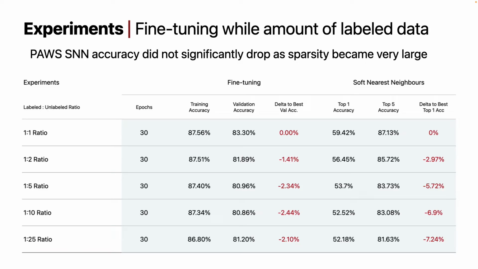Each experiment uses a different ratio of labeled to unlabeled images, from 1:1 to a very sparse 1:25. Here we see that the validation accuracy and top one soft nearest neighbors accuracy did drop from 83% to 59% to 81% and 52% respectively, but surprisingly not significantly across all experiments.